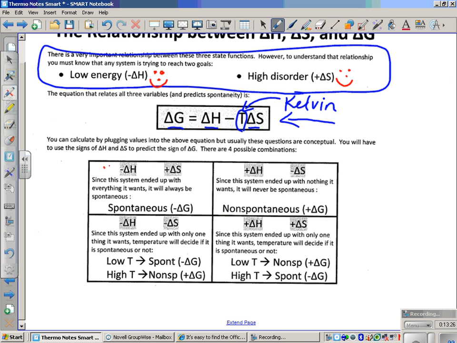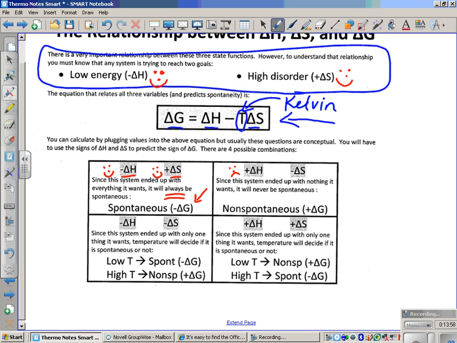So if we look at the first example, we have a negative delta H, that's a good thing. We have a positive delta S, that's a good thing. So you've done your problem. This is not going to be given to you, by the way. You're going to have to figure out the signs of the delta H and the delta S. But after you've figured it out, you now have a negative delta H and a positive delta S. That's both good. If it's good and good, this reaction is going to happen, and it will be spontaneous all the time. This is always spontaneous because it got everything it wants.